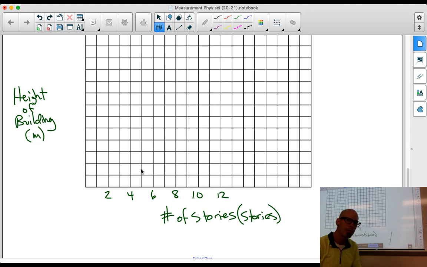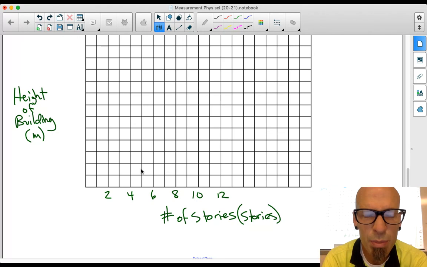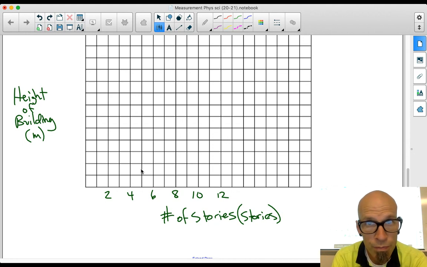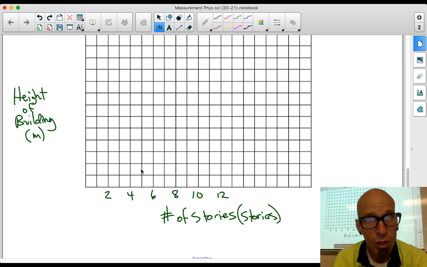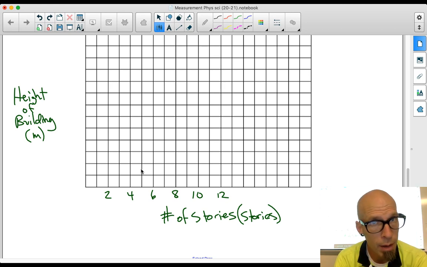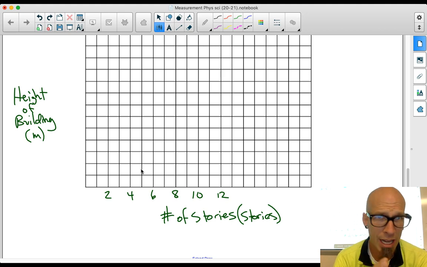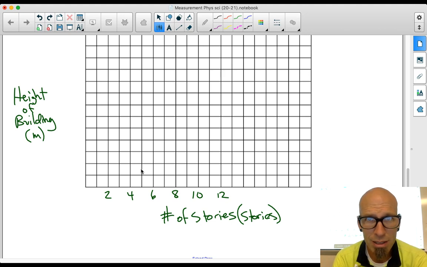Now, you might be thinking, well, he just said he was going to go by ones, but he went by twos. No, I only wrote down the evens, but every grid box is worth how much? 1. All right. I went by ones, but I only wrote down the evens. It's just saving some space. Otherwise, if I write down every number on every grid line, it gets to be a mess in there.